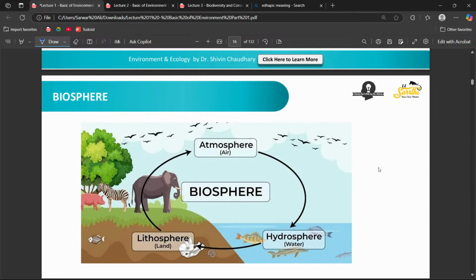Now this is the biosphere. This is the hydrosphere. You can see there are phases here. There is the air, atmosphere, birds are flying. These are some terrestrial animals. This is fossils. Alright. So all three together, atmosphere, lithosphere and hydrosphere, form the biosphere. Alright.